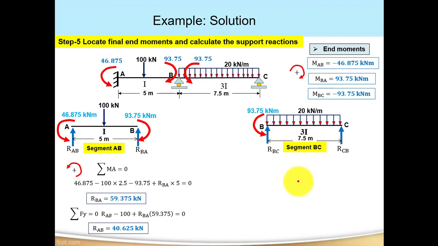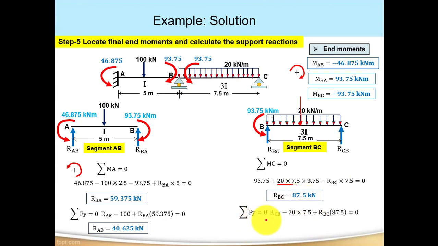The same, assuming counterclockwise as positive for this case, summation of moment at point C equals 0. 93.75 kN meter counterclockwise positive, plus this distributed load must be converted to a concentrated load, therefore 20 kN per meter times 7.5. We must apply this at the center, therefore the perpendicular distance from this center to C is 3.75. So 20 times 7.5 times 3.75, acting counterclockwise, therefore positive, minus RBC times 7.5. RBC's perpendicular distance from point C is 7.5, acting clockwise, therefore negative. This equals 0, so simply RBC equals 87.5 kN, okay?